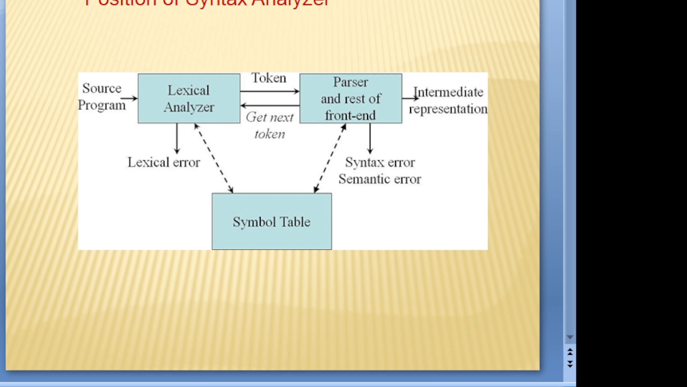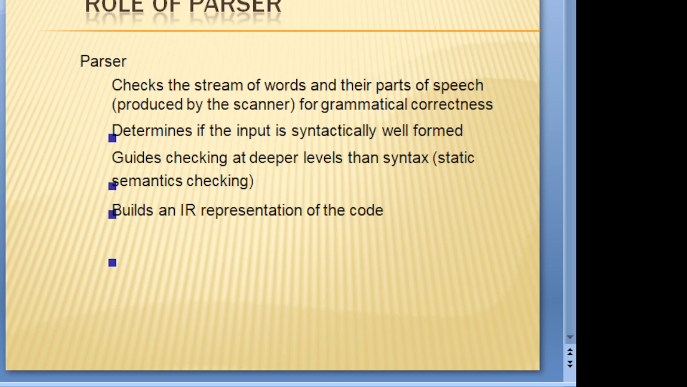The information about identifiers can be stored in the symbol table. The symbol table is used to store the information about identifiers. And tell me the role of the parser. What are the roles?